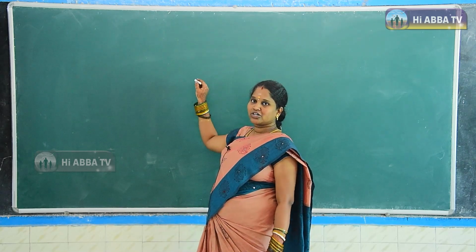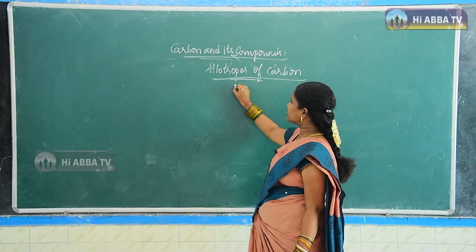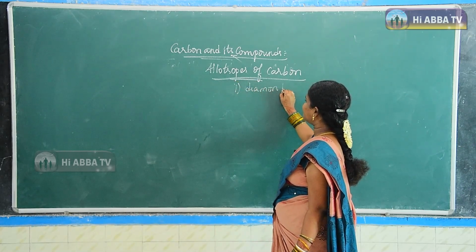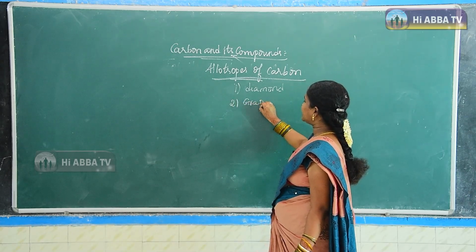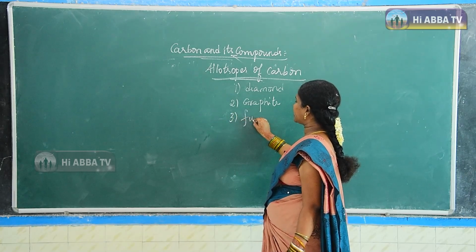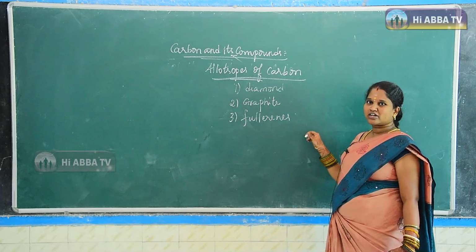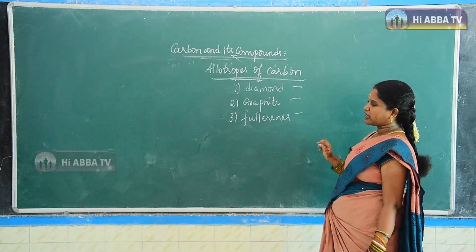Welcome students. What are the different allotropes of carbon? There are three different forms. The first one is diamond, the second one is graphite, and the third one is fullerenes. This is not that important, but for a 1 mark question you can note it down.